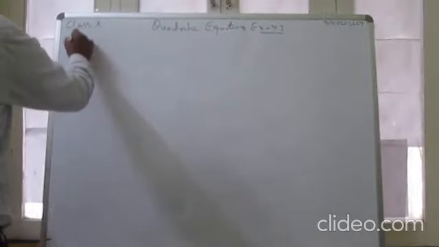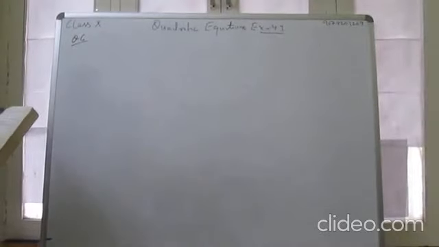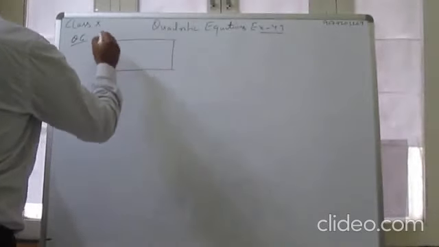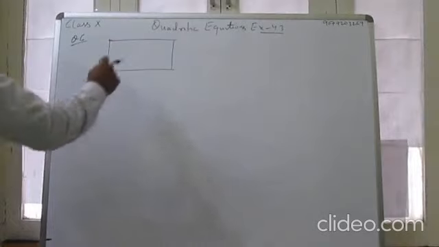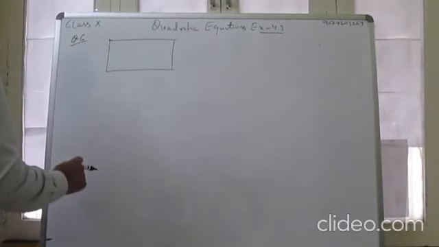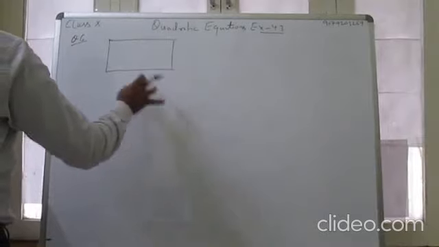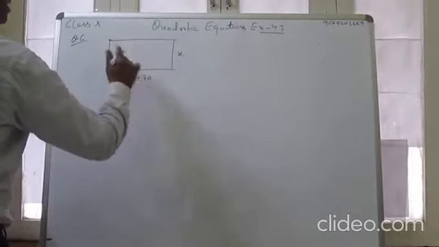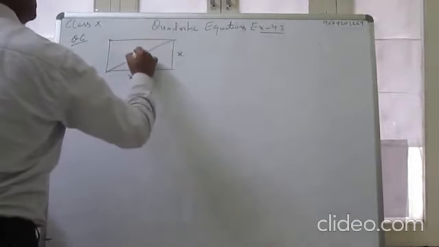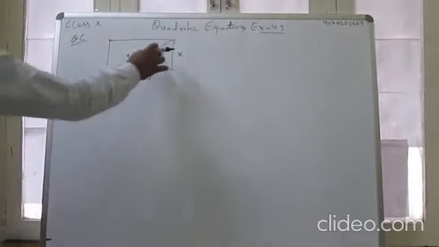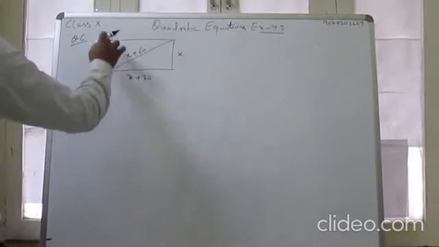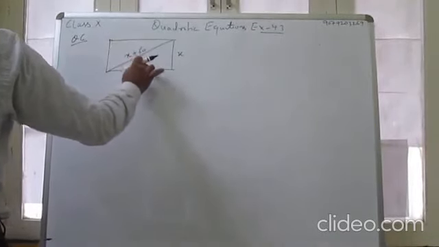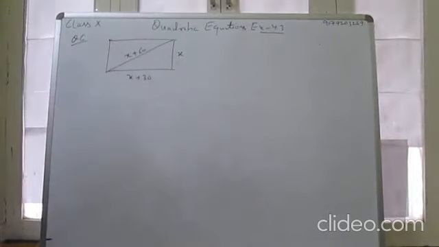Question 6. The diagonal of a rectangular field is 60 more than the shorter side. If the longer side is 30 more than the shorter side, let the shorter side be x, the longer side is 30 more than the shorter side, and the diagonal is 60 more than the shorter side.